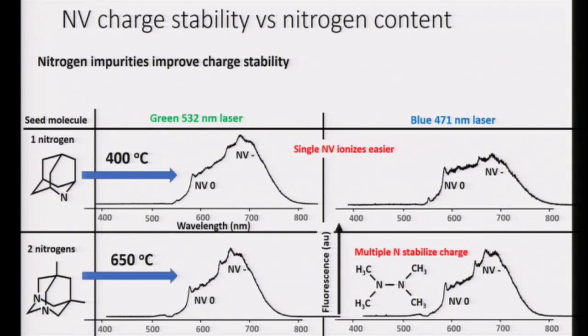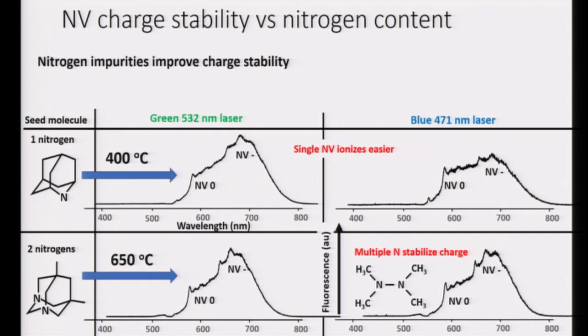We also did some charge stability studies. Nitrogens act as a source of electrons. When you pump the NV with blue, you ionize it. When you pump with green, it's not such a problem. And so you see there's a difference. But when you have more than one nitrogen, they act as sources of electrons. And for blue and green excitation, you get the same thing. So at high temperature, we got lots of nitrogens, so the charge is stable. Look, at low temperature, we think we have only one, and the charge is not stable. Okay, so it sort of looks like it's working.